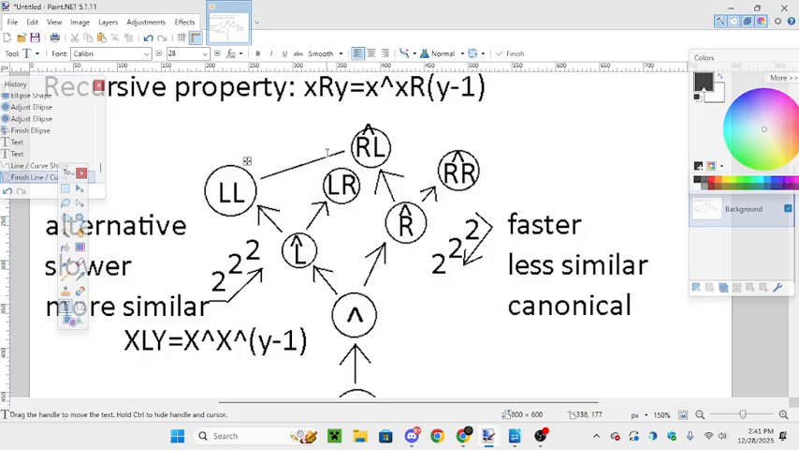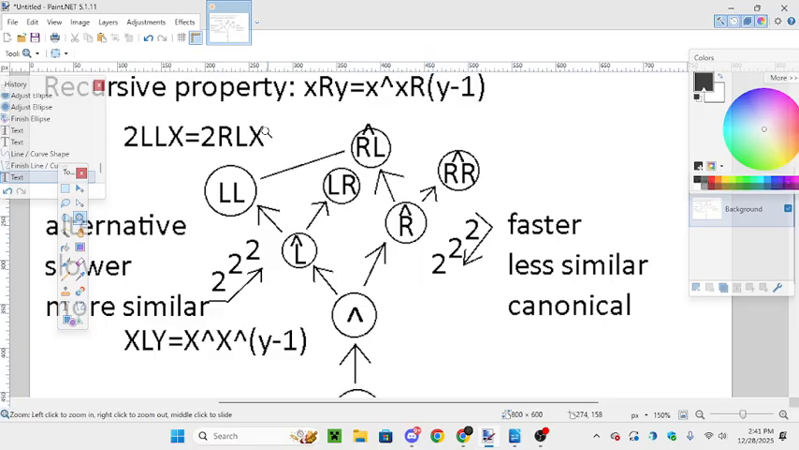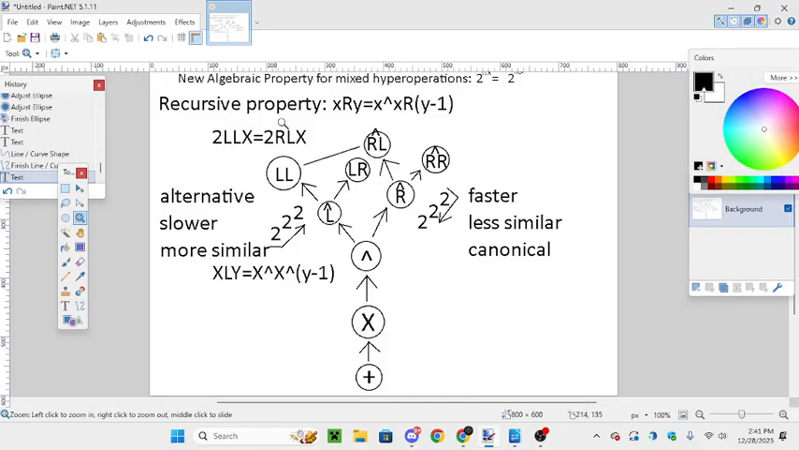Whenever we use two and we do double left pentation, whenever we take the left tetration of two and have a particular power x, that is the exact same thing as taking the left tetration of the right tetration of 2, and only 2. And how does this work?